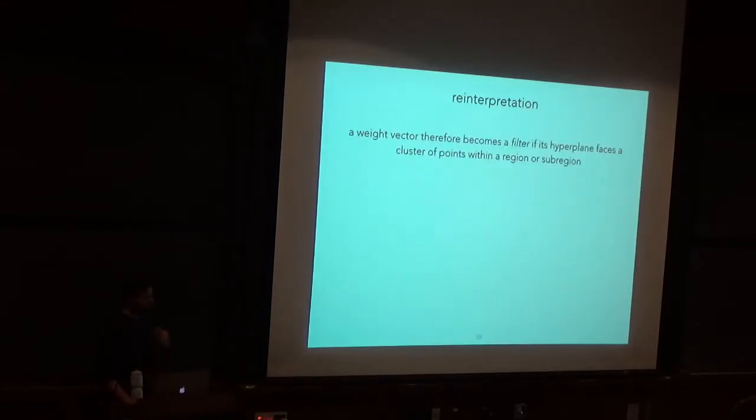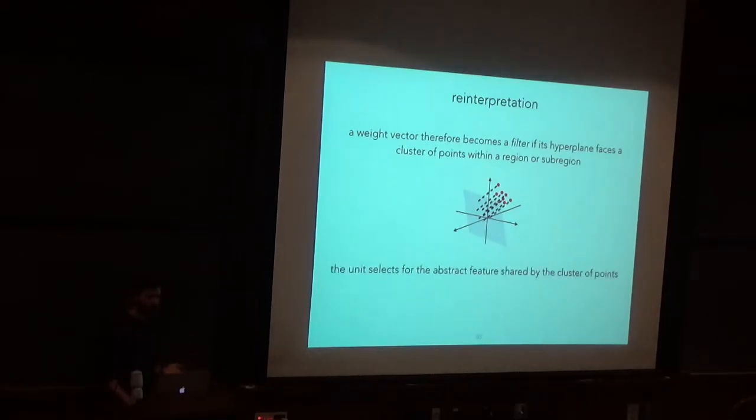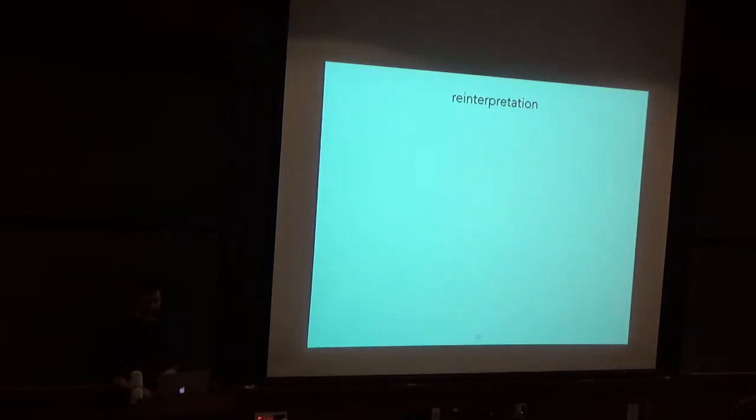And then if we think about, well, if one set of points shares a lot of features with a lot of other sets of points, there's some commonality there. Well, a weight vector could actually filter out all of those points by defining this distance from that cluster of points. So we can now start thinking about abstract features that we're clustering using these weight vectors.